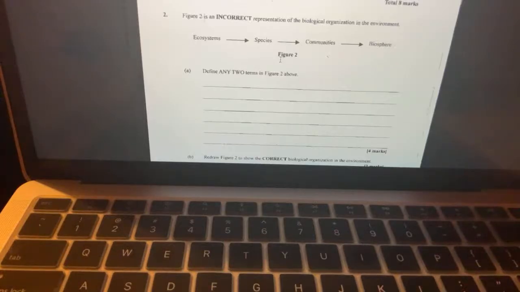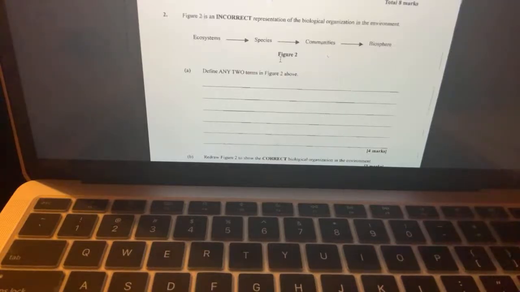So what should be at the lowest level? Type in the chat. So look in the chat. I am commenting the answer.